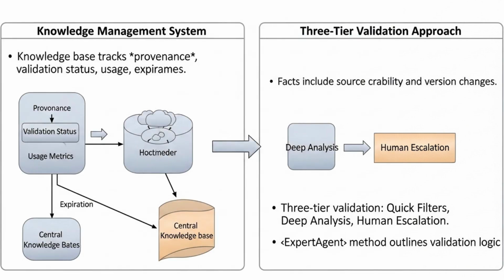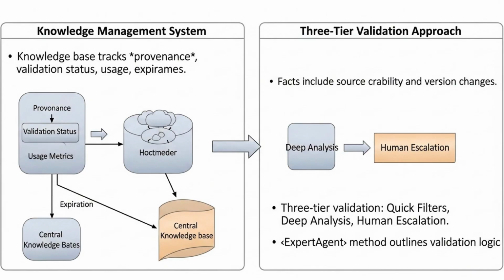A truly intelligent agent relies on more than just a static database. It needs a dynamic knowledge management system. Unlike traditional data stores, our knowledge base actively tracks the provenance of information: who added it, when, and from what source. It also monitors validation status, like whether a fact is peer-reviewed or disputed, and even usage metrics to understand how often a fact is cited and its accuracy in past predictions. Crucially, it tracks expiration dates, flagging when information might become stale or outdated.